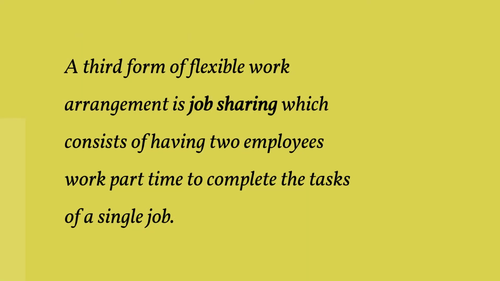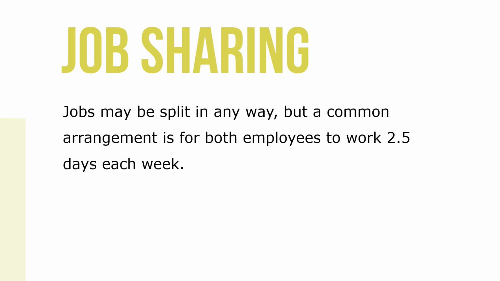A third form of flexible work arrangement is job sharing, which consists of having two employees work part-time to complete the tasks of a single job. In this scheme, the two job holders work out how to split the work and responsibilities and establish ways to coordinate with one another to complete job tasks. The job may be split in any way, but a common arrangement is for both employees to work 2.5 days per week. The pay and benefits are split among the two employees, so the company does not incur any additional cost compared to the job being performed by just one person.